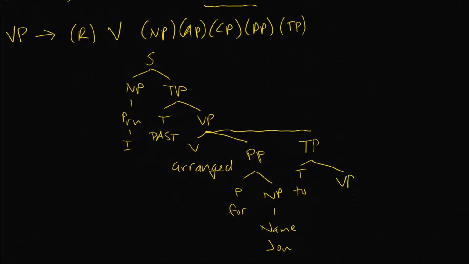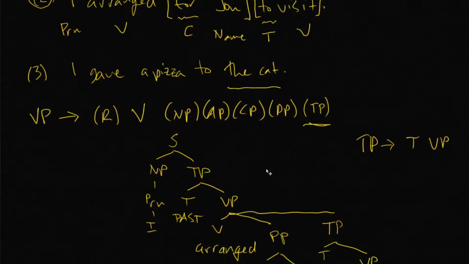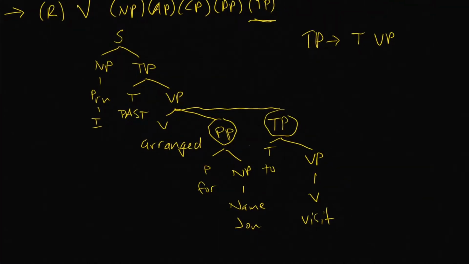Assuming that this is the same TP rule that we already had, where a TP consists of a T and a VP. So if we added TP here, then the sentence, I arranged for John to visit, would have this kind of structure. So what this predicts is that this PP and this TP do not form a constituent. They are not a natural grouping to the exclusion of anything else in the sentence, like arranged. Let me show you why that doesn't seem to be right.